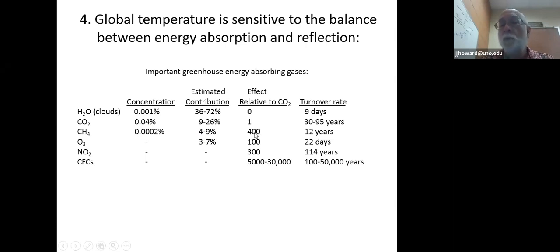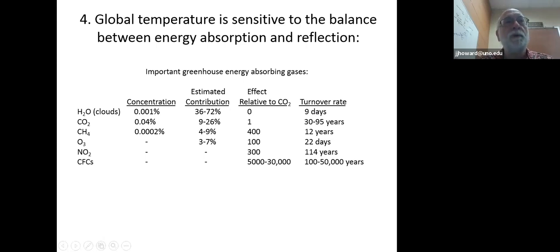Methane is responsible for somewhere between 5 and 10% of the total greenhouse effect. It's more than 400 times more powerful at absorbing and re-radiating heat than carbon dioxide. So this is a huge concern, and it lasts for 12 years. Water vapor is not a worry for us because it just falls out as rain immediately.